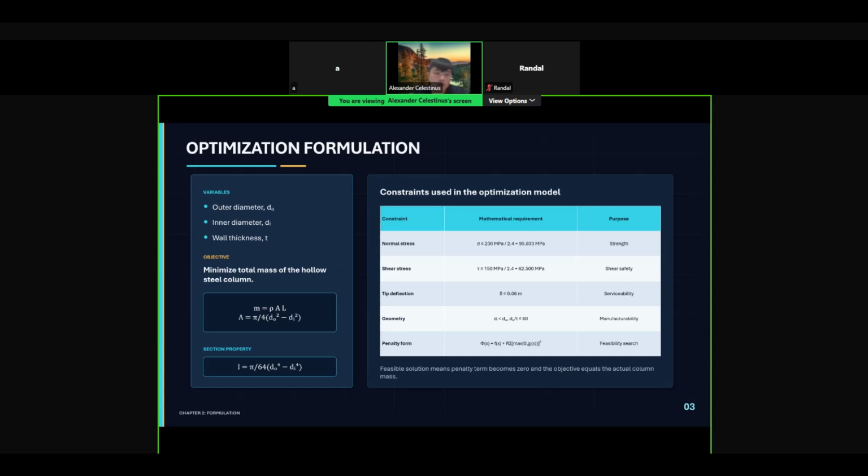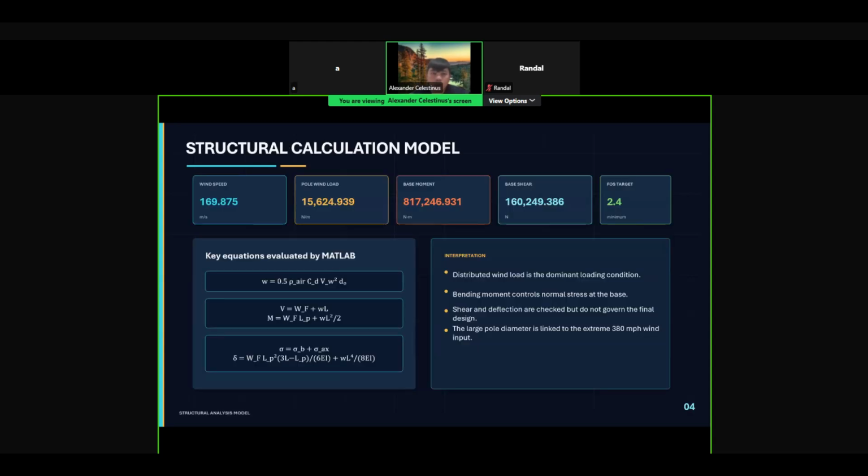To solve this constrained optimization problem, we use the penalty function method. This method combines the objective function with the constraint violation into a single equation. When all constraints are satisfied, the penalty becomes zero, and the objective function represents the actual mass of the column.